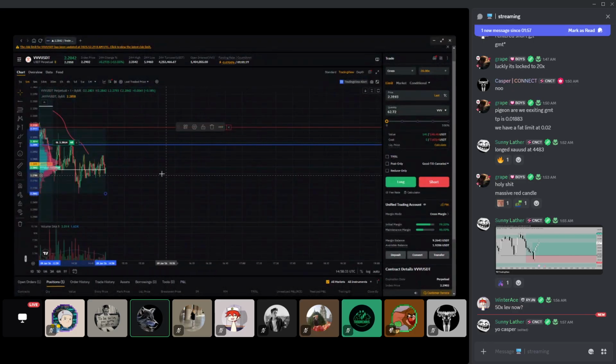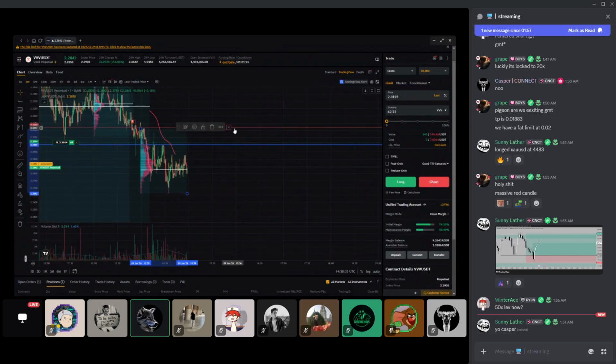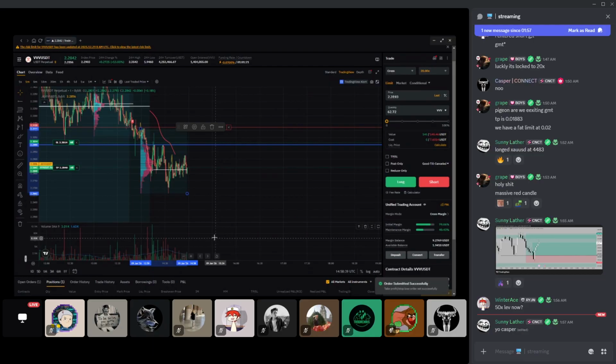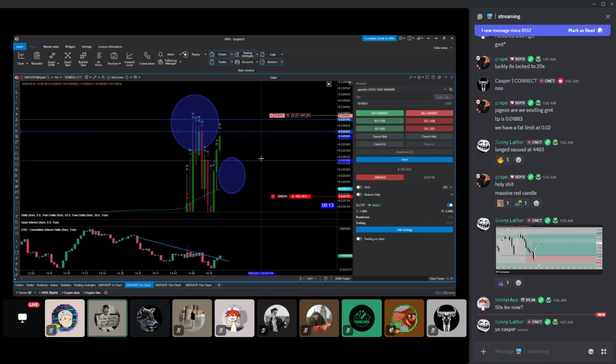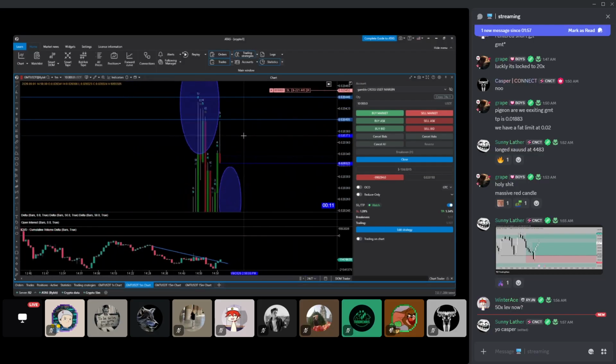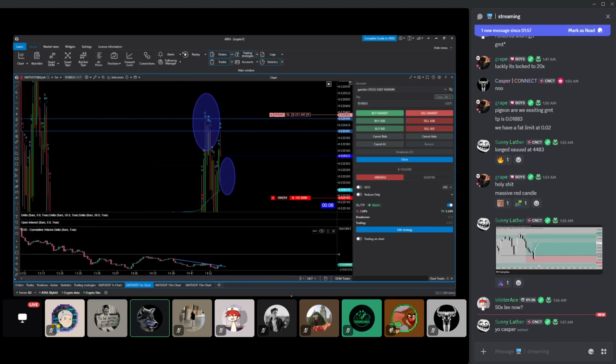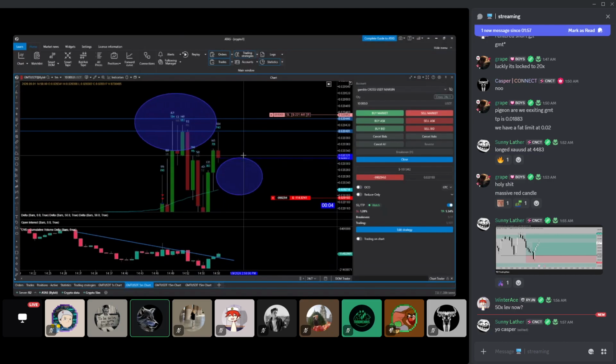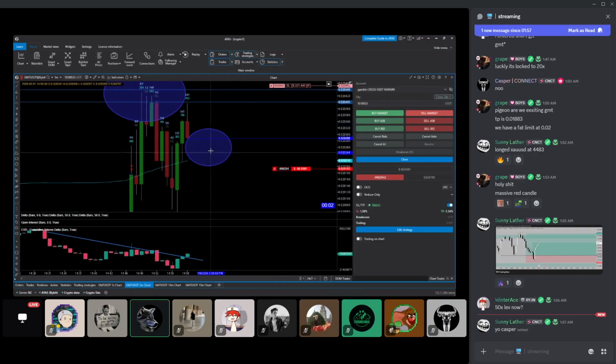Oh wait, no, buyers actually stepped in on VVV. I might just close it. Close it. Keep an eye on it though. I reckon still do a dump. There we go. How is this moving so fast? Wow. Insane. Okay, I'm hoping for a red candle now in this area here.